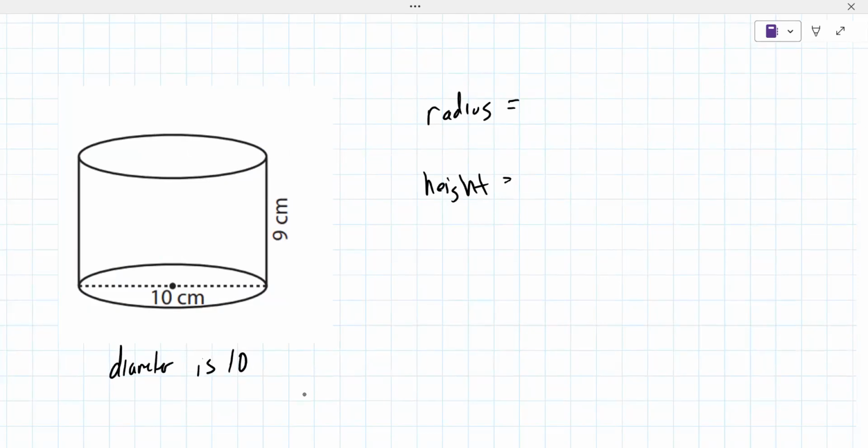Would I have to figure out the radius first? Well, we talked about last time the relationship between the diameter and the radius. Diameter goes all the way across, so you have to halve it first. I just saw the dot in the middle and thought that was the radius cutoff point. I didn't notice that the dots went all the way across. So it would be 5. What's the height? 9. Good. Okay, so go ahead and calculate the volume for us, please.